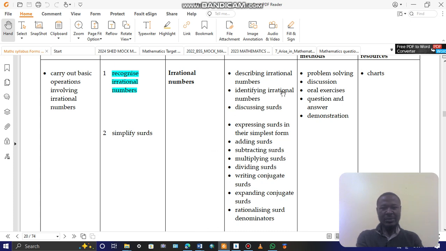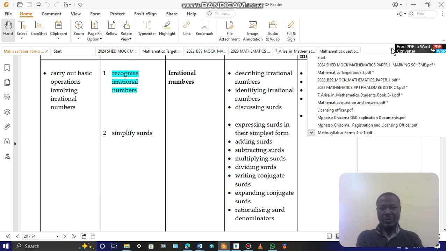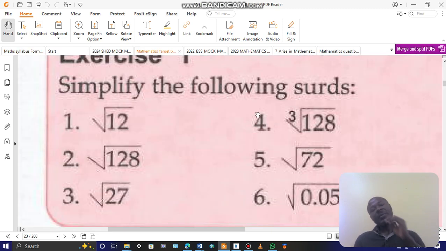Let us see what the example says. I will simplify the following surds. You remember in the previous video, the teacher introduced rules when it comes to simplification of surds. In this video, we are simply going to be using those rules.